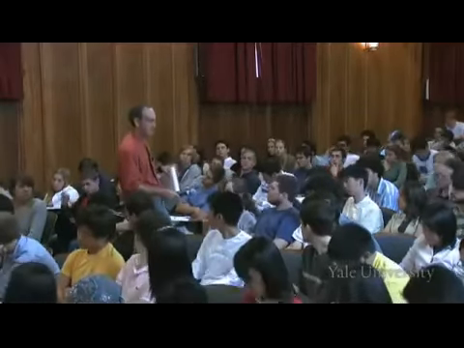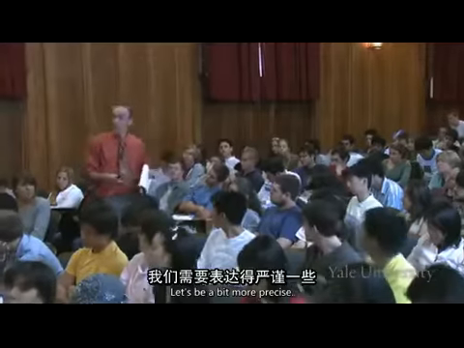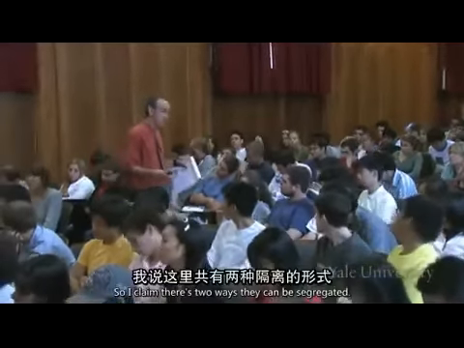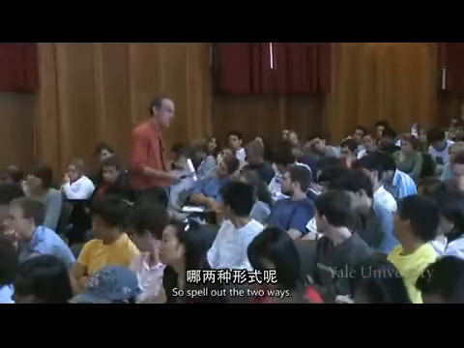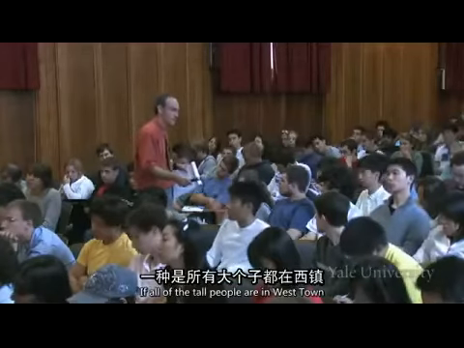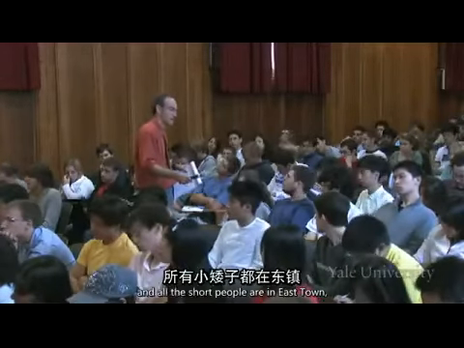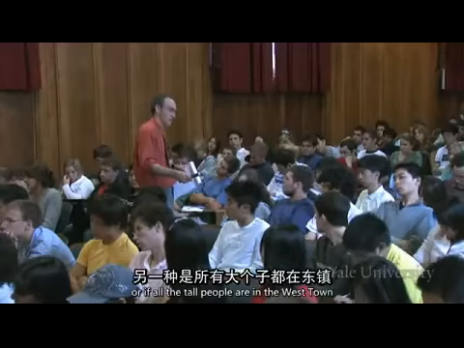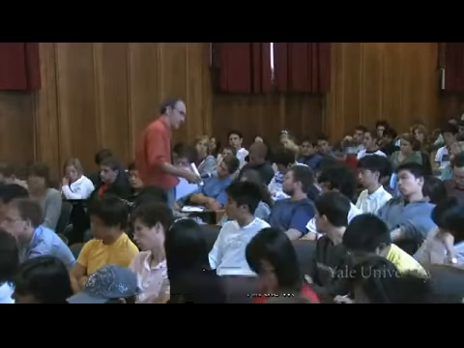Everyone being segregated. Let's be a bit more precise. So I claim there's 2 ways they can be segregated. So spell out the 2 ways. If all of the tall people are in West Town and all the short people are in East Town, or if all the tall people are in West Town and... Good.